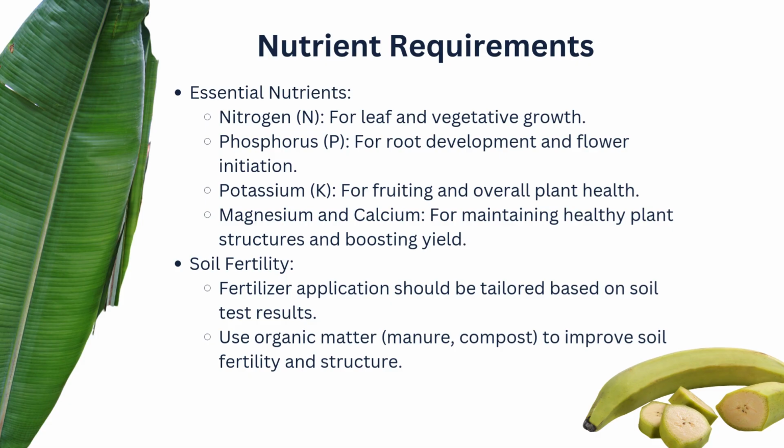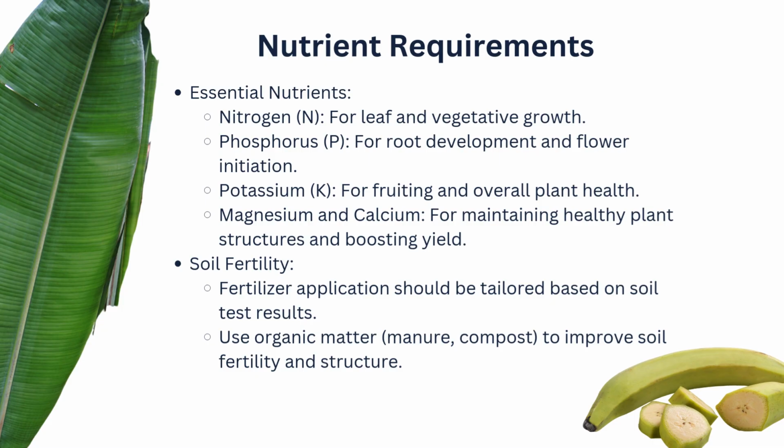That nitrogen is what will help the leaf to grow. The phosphorus will ensure that the root is strong and the flower that we need for fruiting will start. The potassium is what will help for the fruiting and the overall plant health, while the magnesium is what will ensure that the plant structure is strong for continuous yield.